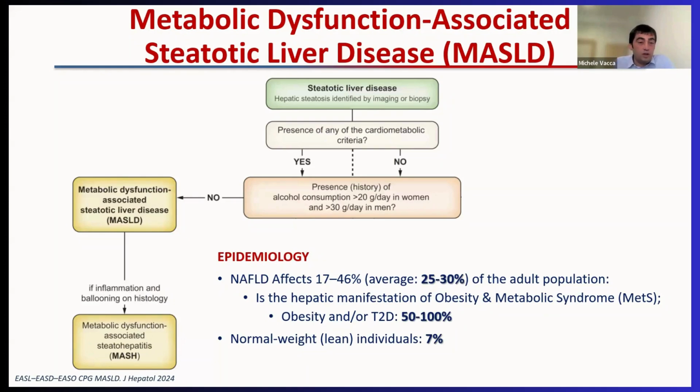Epidemiologically, we know now really well that the prevalence of MASLD in the westernized world is around 30%, but when we look at patients who are overweight, obese, and/or with type 2 diabetes, the prevalence can reach 50 to 100%. There is still a small percentage of patients that has a lean body mass index and no increase in waist circumference. We are speaking about 7%.